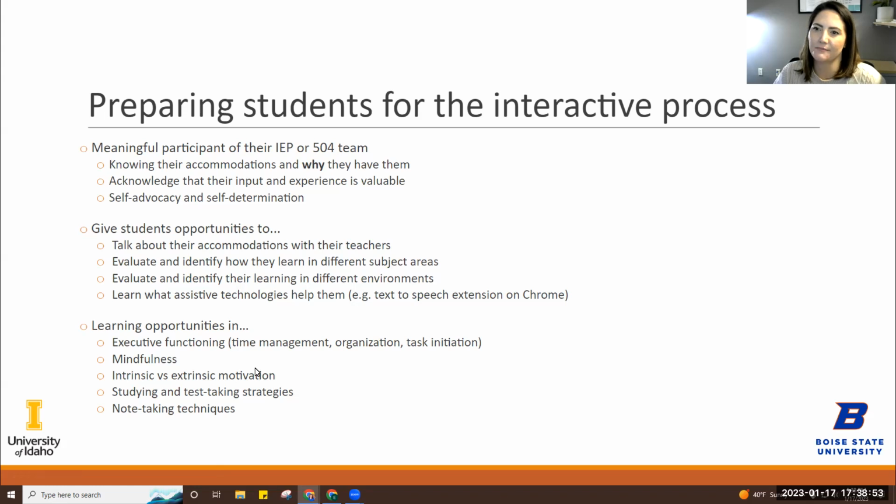Anything else you want to add to that one? No, that's great. Just utilizing the technology and understanding that they can still use it in post-secondary. It doesn't stop when they're in high school.